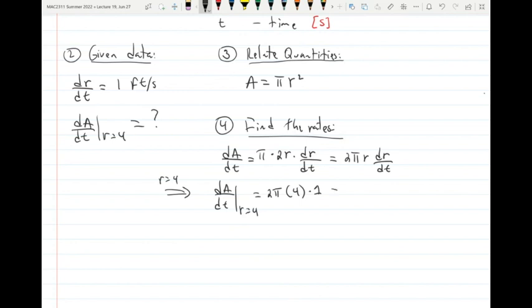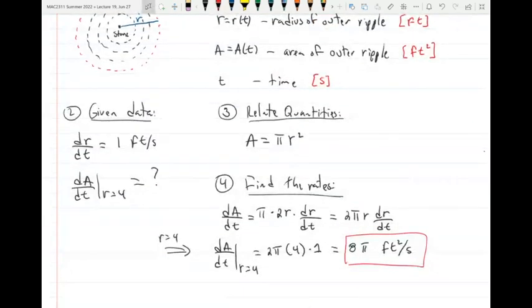So what's the answer? 8 pi. And what are the units? Square feet per second. Remember, this is area. So 8 pi square feet per second. That's how fast the area of the stored water is changing at that point in time. The fact that this is a positive number means it's increasing. Okay? All right. Questions?